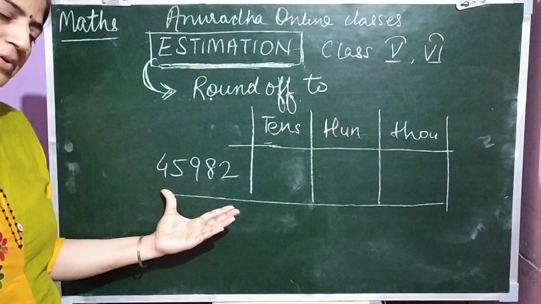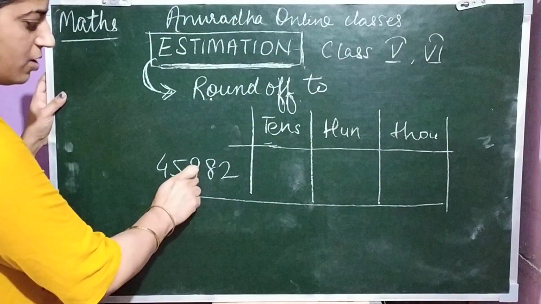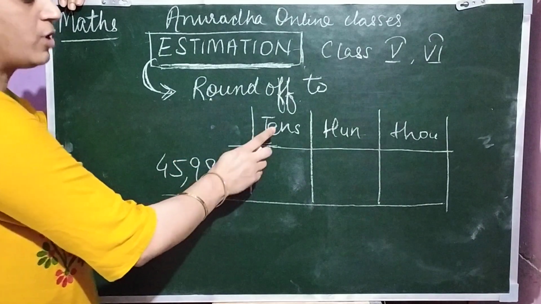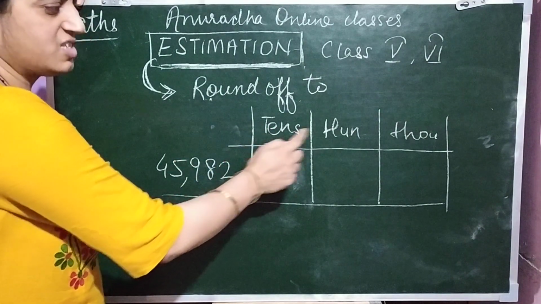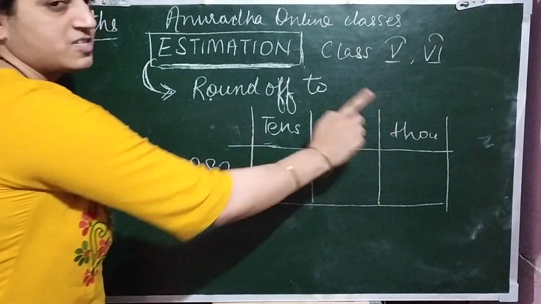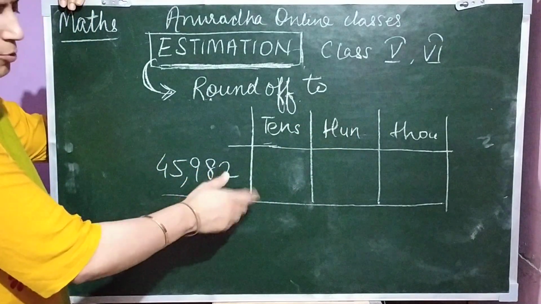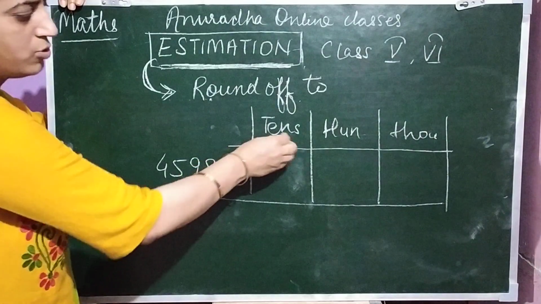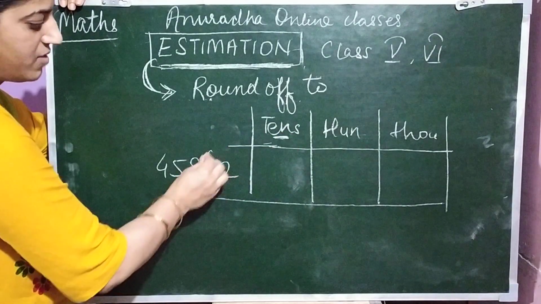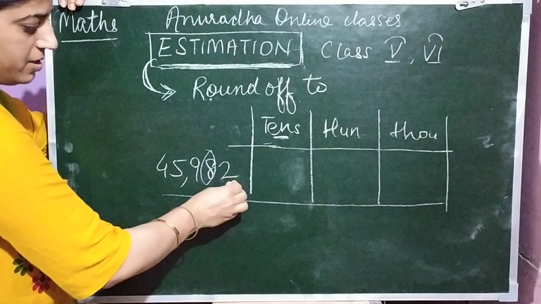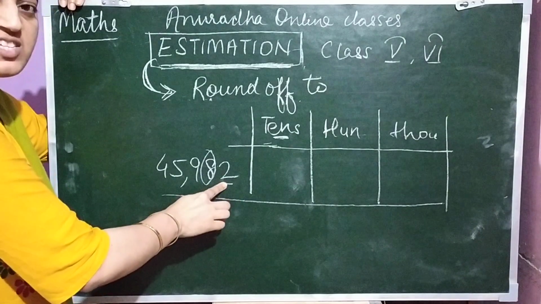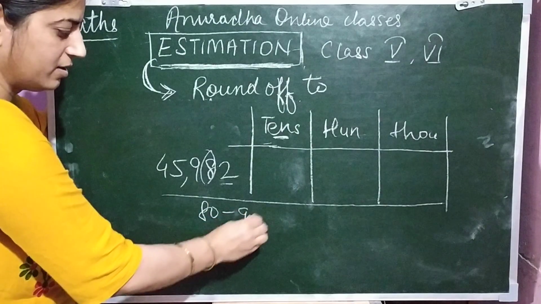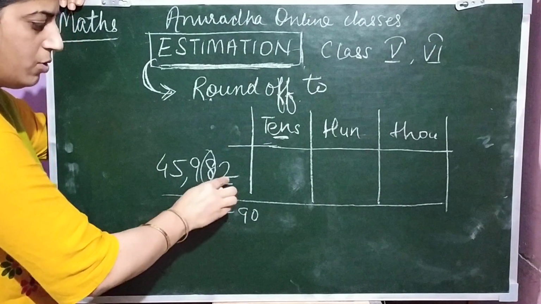Taken one example. Look here, I have written 45,982, right? Here we have to round off to nearest tens, nearest 100 and nearest 1000. With one number only, we'll do it. See, what is written? 45,982. For nearest tens, what do we need? This one. So circle it and underline it. Now see, it will come under what? 80 and 90.